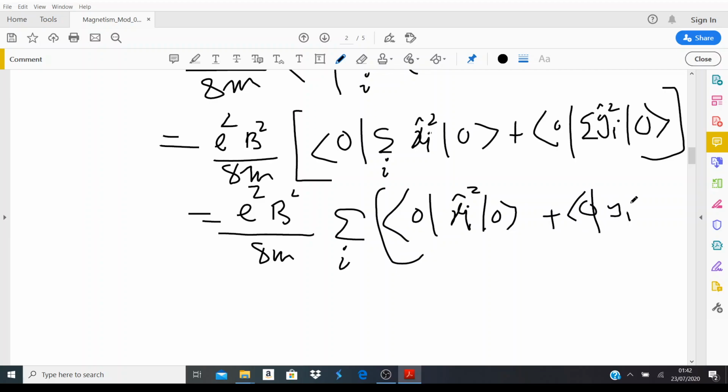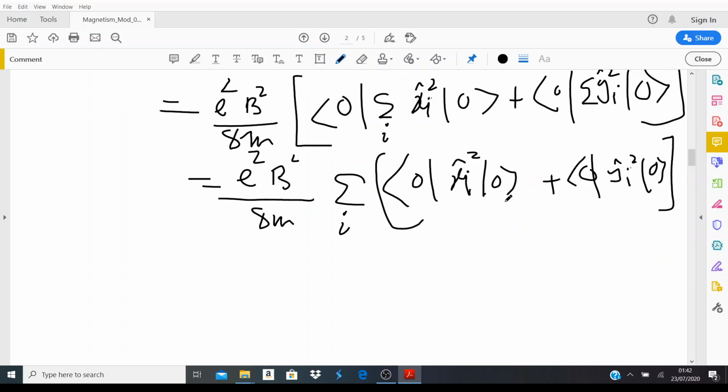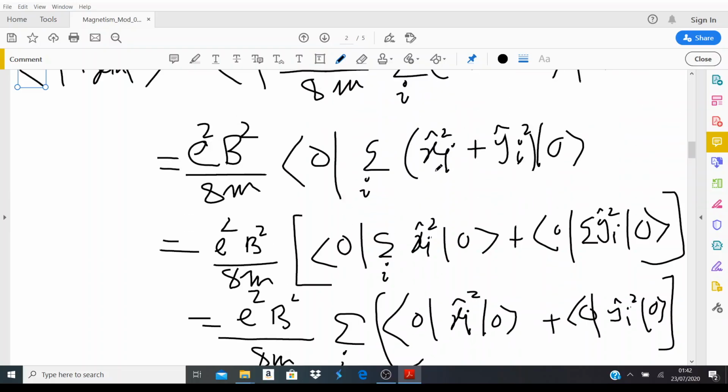Think about this expression for a moment. This is the first time I think you're seeing this expression. You are calculating the expectation value first and then summing up, and here you are summing up first and then calculating the expectation value. These operations commute with each other, so we can write it in this form. Now the question is, what is this quantity? Do you know what this quantity is?